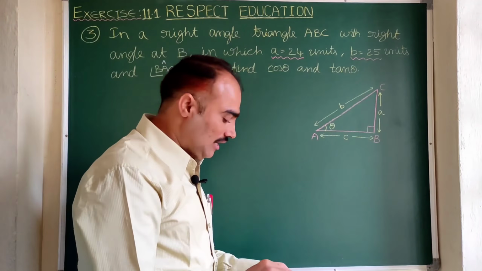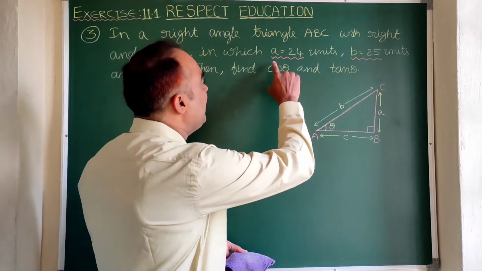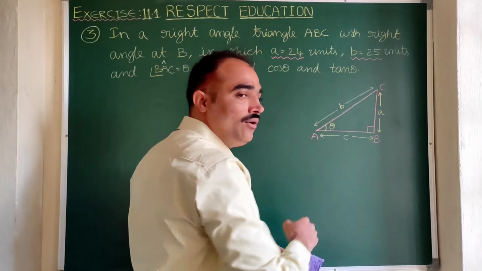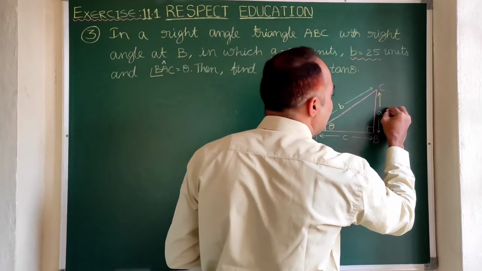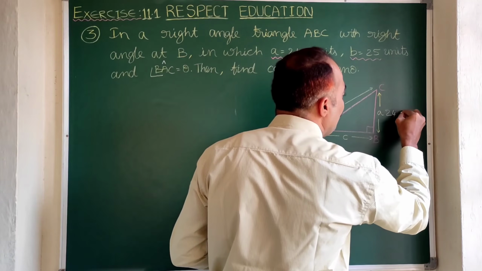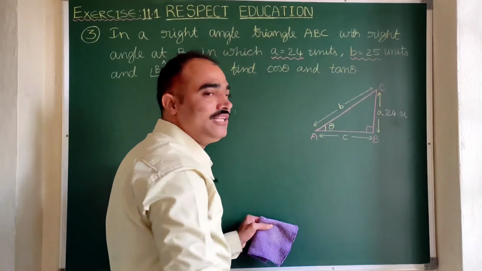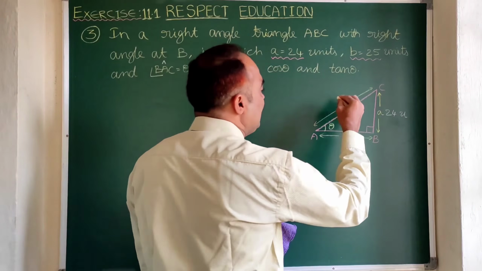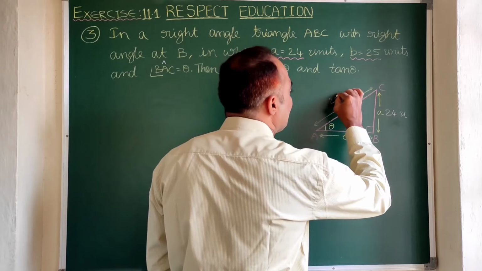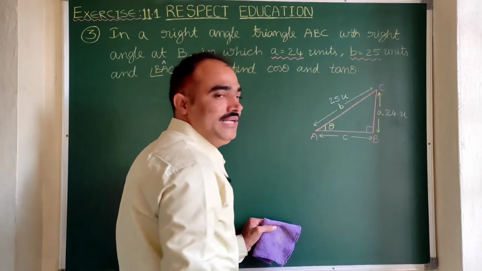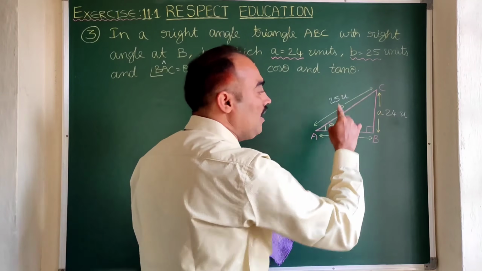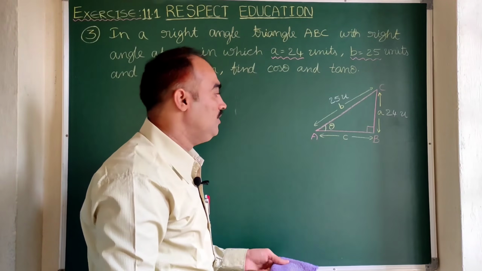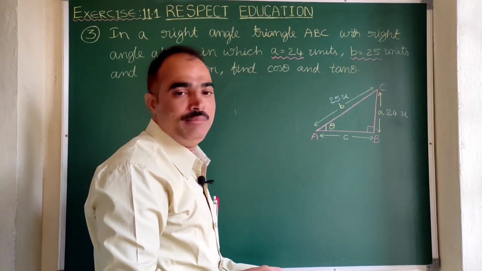Is it clear? Now here, can you tell me, A equal to 24, where should I write now? BC. Yes, here BC is 24 units. Same way, small b is 25. That is here AC. This is 25 units. You see here all the 3 sides, are they known to us? No. Which side is not known? AB. AB is not known.